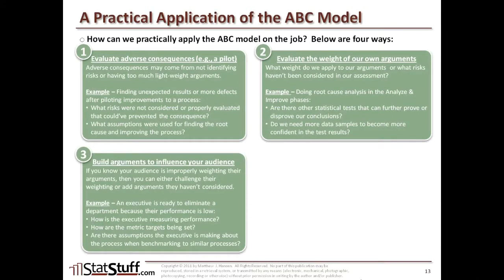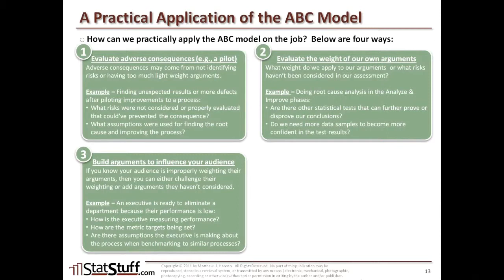A third example is trying to build arguments to influence your audience. So if you know your audience is improperly weighting the arguments they're using to influence their belief scale in their mind, then you can either challenge the weighting they're using, or maybe add arguments they haven't considered at all. So a real-world example that I've had in my past is that there was an executive who was ready to eliminate an entire department because they thought the performance for that department was low. So a few things we asked ourselves is, well, how is that executive measuring the performance for that department? And how are the metric targets being set for them? And are there assumptions the executive is making about the process when they're benchmarking to similar processes?